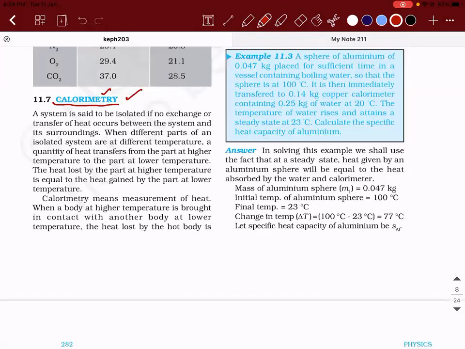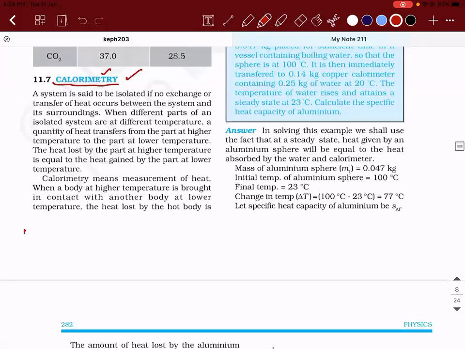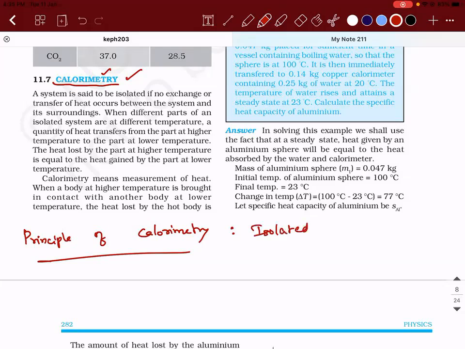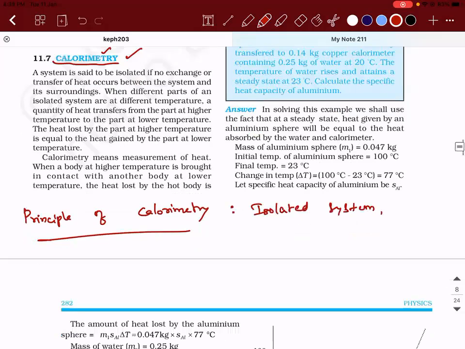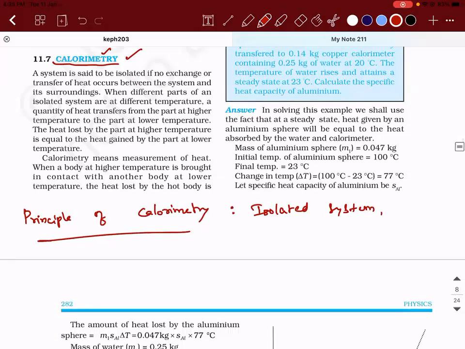Yes, sir. Right. Now, there is an important theory that is called the principle of calorimetry. The principle of calorimetry states something like this. If you have an isolated system, what do you mean by isolated system, guys? Any idea? An isolated system is basically a system where no exchange of heat takes place. Basically, it's an adiabatic system. Okay. So this is what an isolated system is.